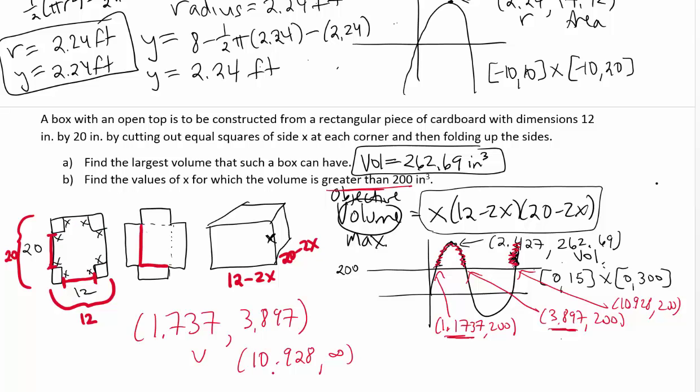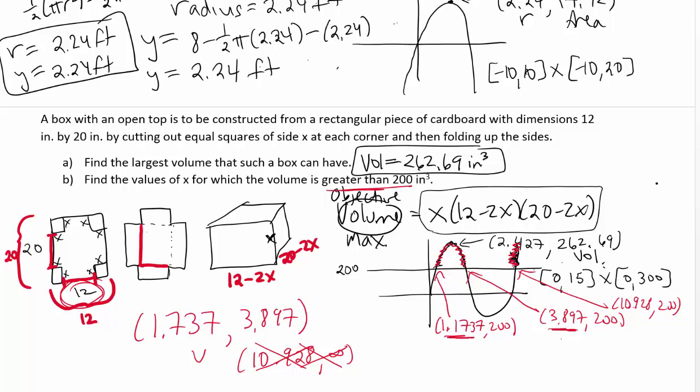If x was 10.928, and I cut away 10.928 from the right side and from the left side, there wouldn't be enough paper to do that, because my shortest length here is 12. So if I cut away over 21 inches worth of paper by cutting out 10.9 from each side, I'm not going to have any side left. So none of these points will work because they're too big. The paper isn't large enough, so they're not even in the domain or in the context of this question.